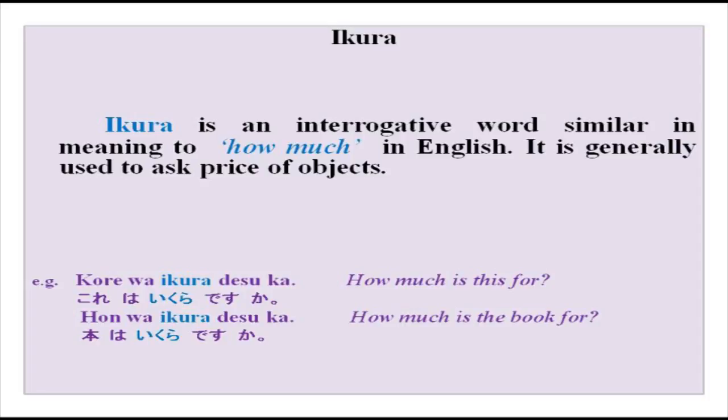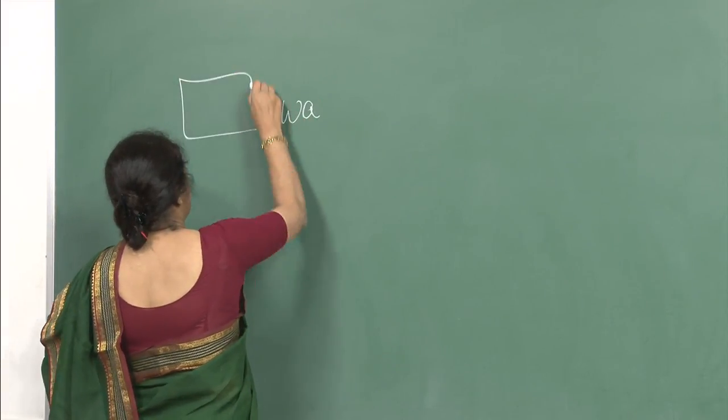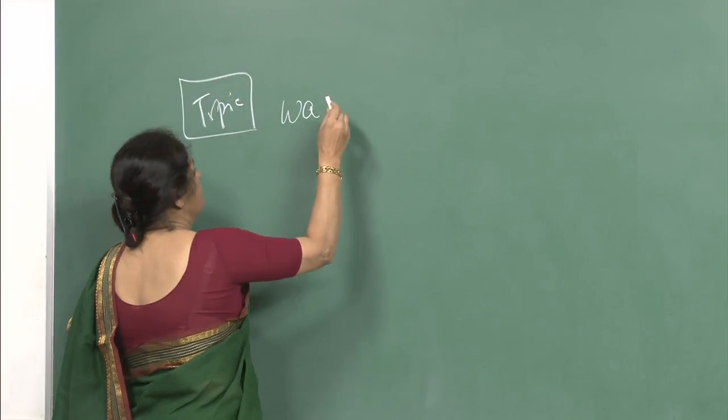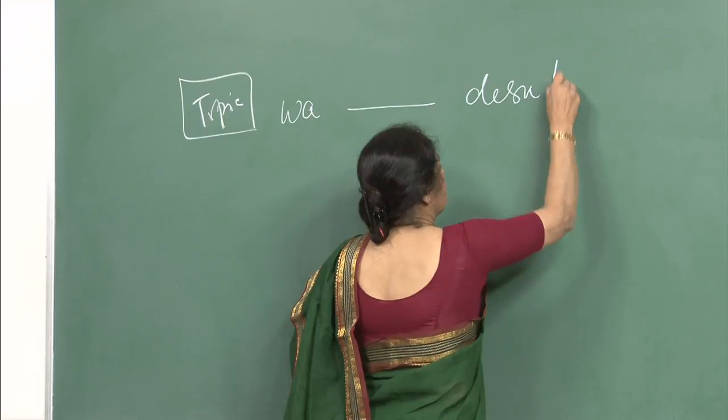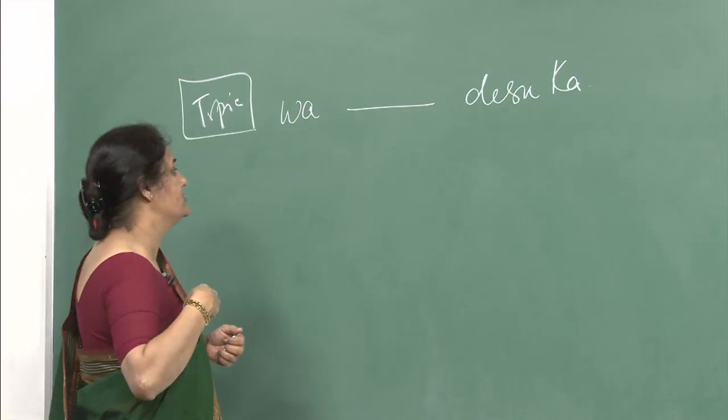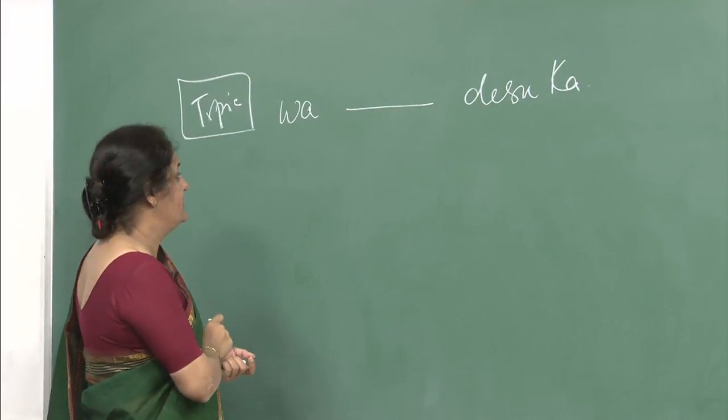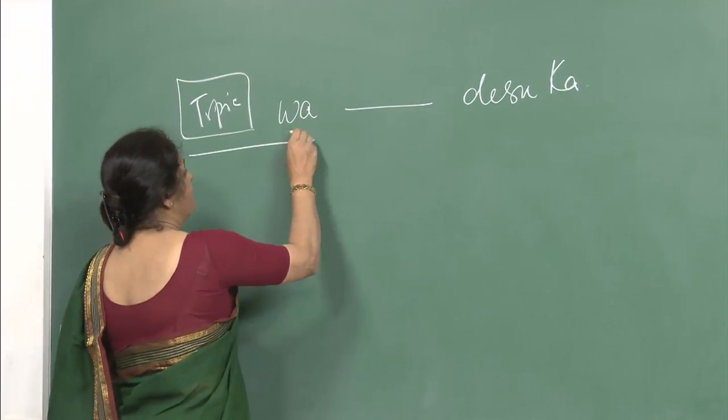Now, the word ikura, which came in the conversation in the beginning, is an interrogative word and is similar in meaning to how much in English. It means how much. It is a question word and is most of the time used to ask the price of objects. For example, kore wa ikura desu ka? Particle wa generally has the topic over here. We have done this pattern earlier also in all the other previous chapters. So after the topic, wa will always come.